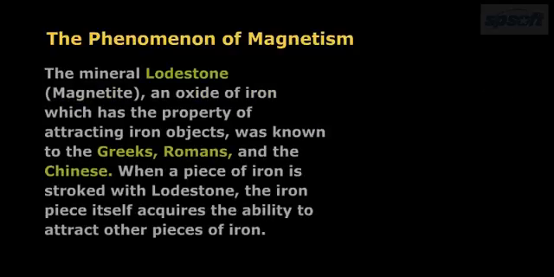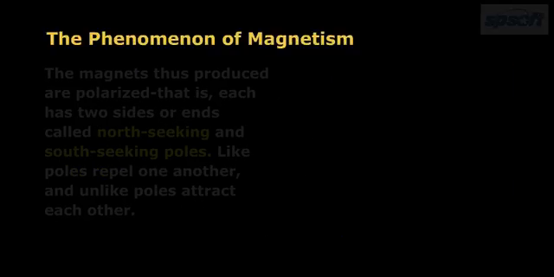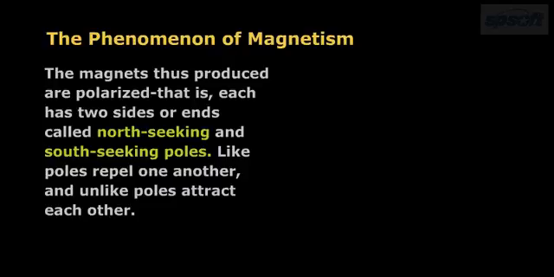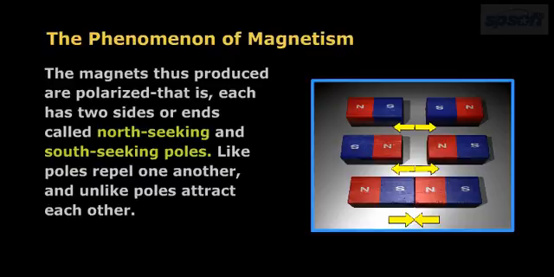The mineral lodestone, magnetite, an oxide of iron which has the property of attracting iron objects, was known to the Greeks, Romans, and the Chinese. When a piece of iron is stroked with lodestone, the iron piece itself acquires the ability to attract other pieces of iron. The magnets thus produced are polarized, that is, each has two sides or ends called north-seeking and south-seeking poles. Like poles repel one another and unlike poles attract each other.